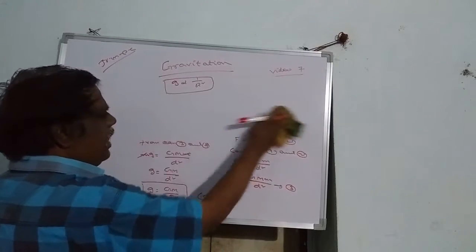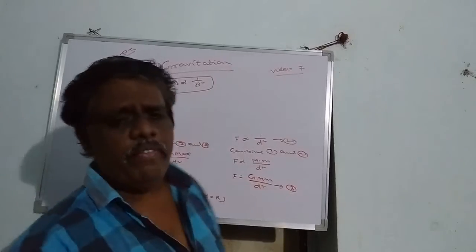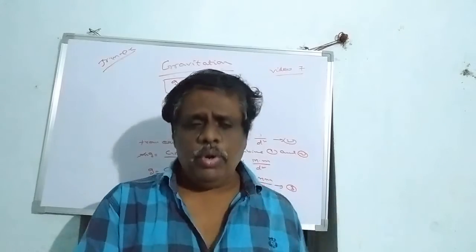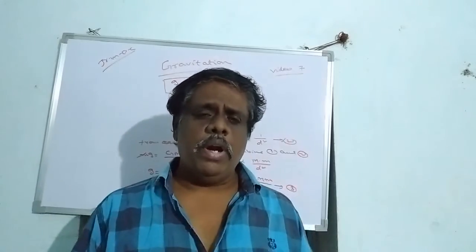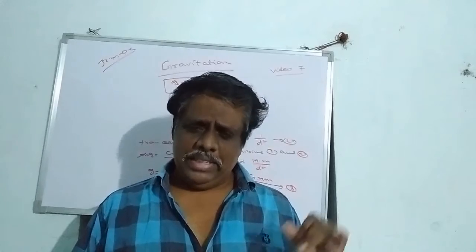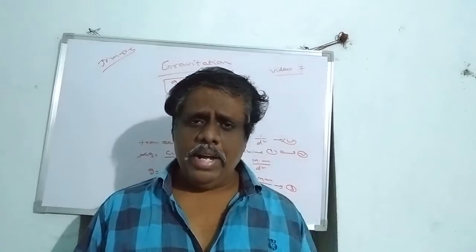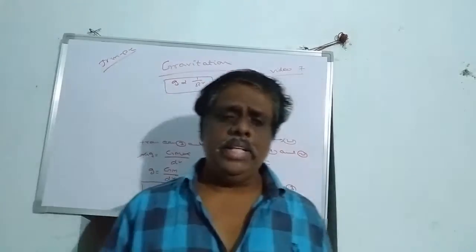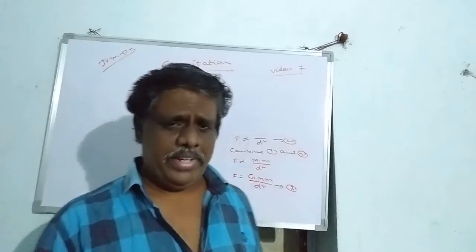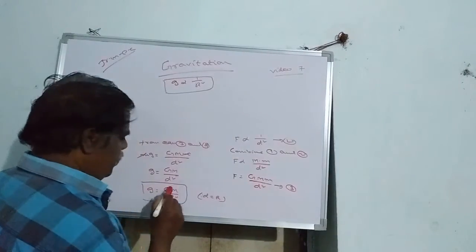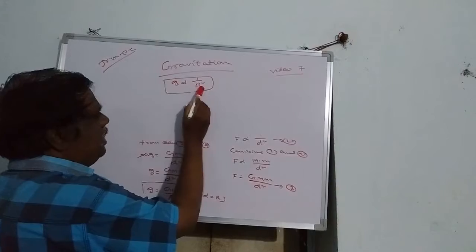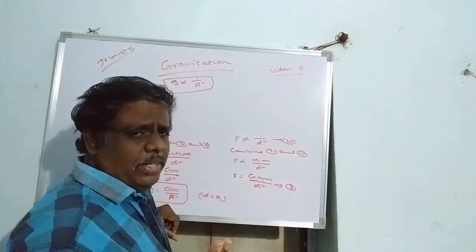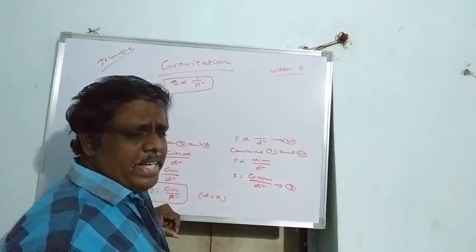So what is the statement of Newton's law of gravitation? Every body in the universe attracts another body with some force. That force is directly proportional to the product of the mass of the planet and the mass of the object, and inversely proportional to the square of the distance between the two bodies. That is Newton's law of gravitation. From that we derived g is equal to GM by R square, g inversely proportional to R square. That means if the radius of the planet increases, acceleration due to gravity on the planet will decrease.